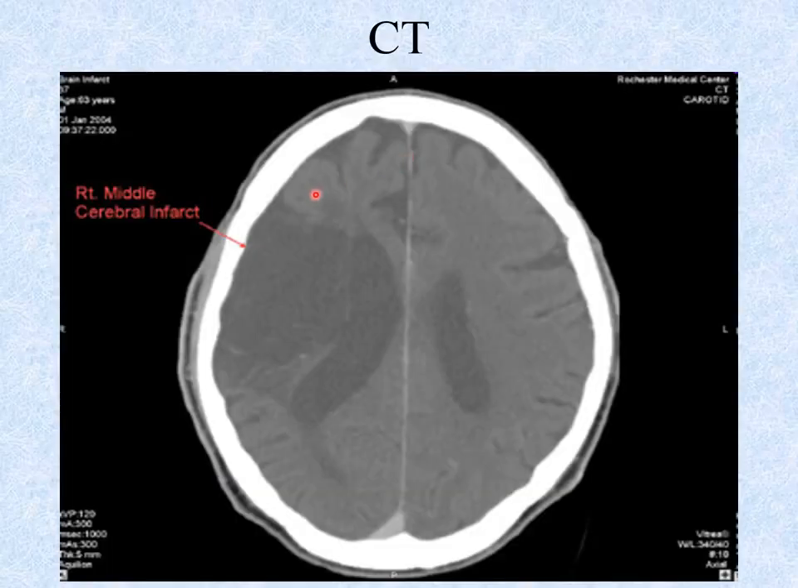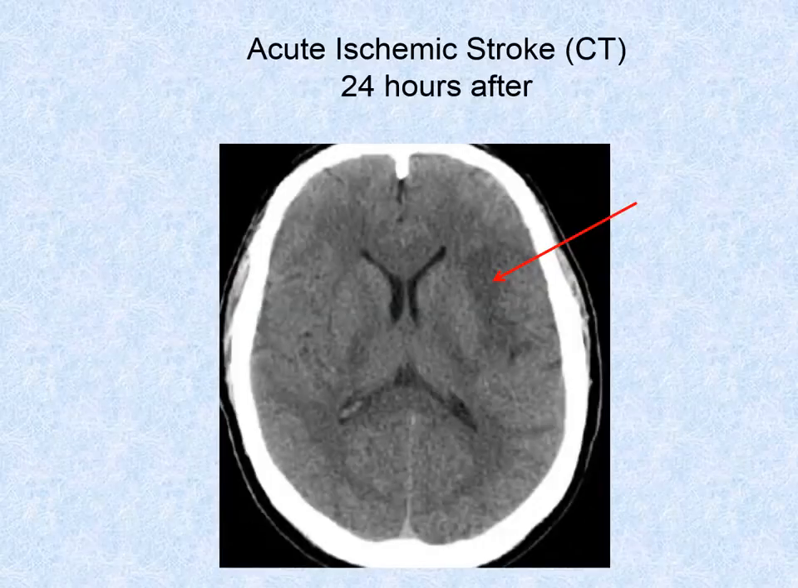Here we see a CT scan for a middle cerebral artery infarct, in which there is a loss of some of the brain tissue that had been fed by that middle cerebral artery. We do see the lateral ventricles right here as well.